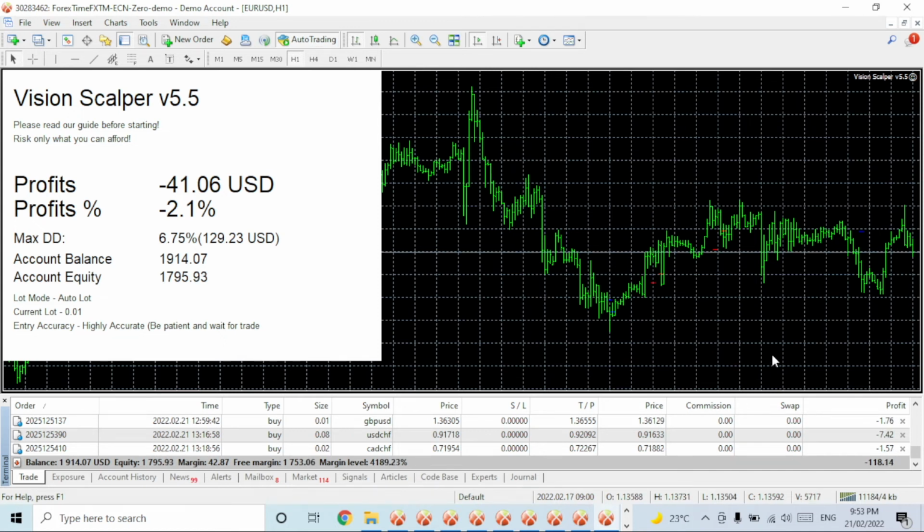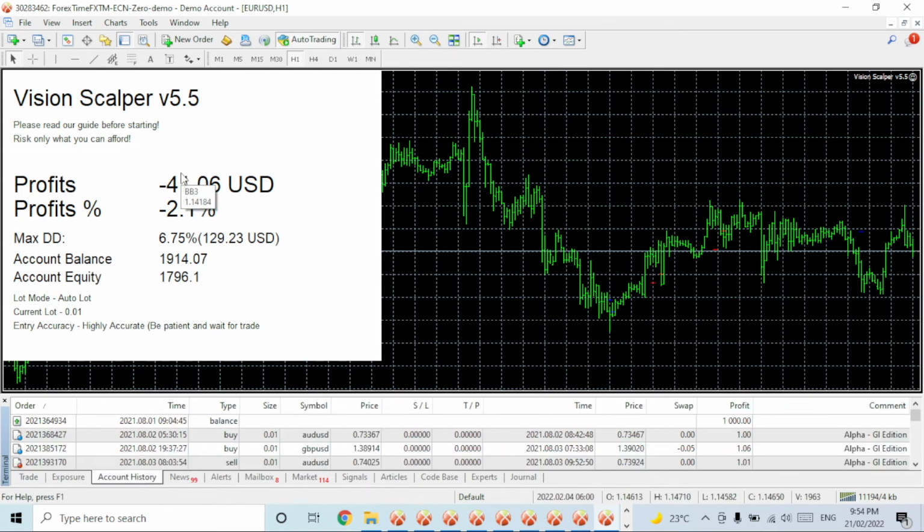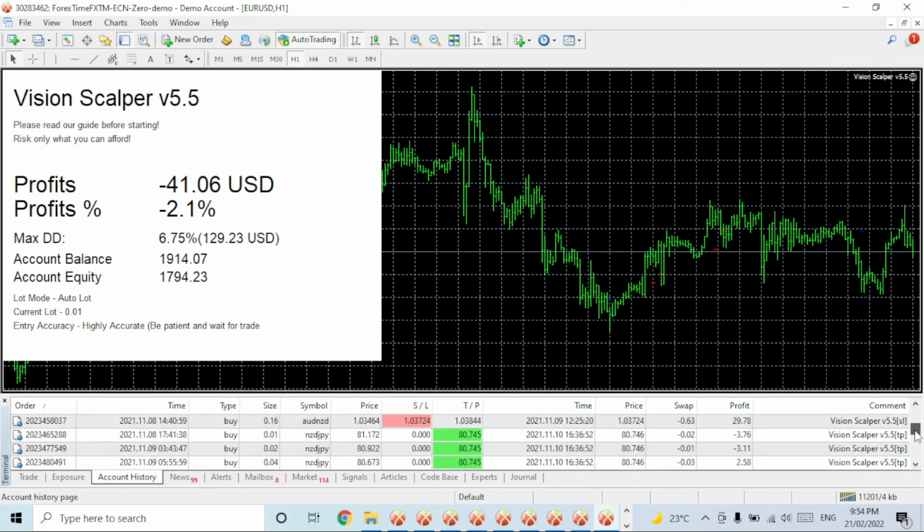And last but not least, we've got Vision Scalper 5.5. It has been trading really, really well. The drawdown has been very low. It's saying max DD here is 129, which I think is quite low for almost a $2,000 account. This has made almost $1,000 since I started this again. Now, it is saying negative $41 there, which is correct, because I put another $1,000 in. So it's going off deposits versus how much balance it has. So it is right.